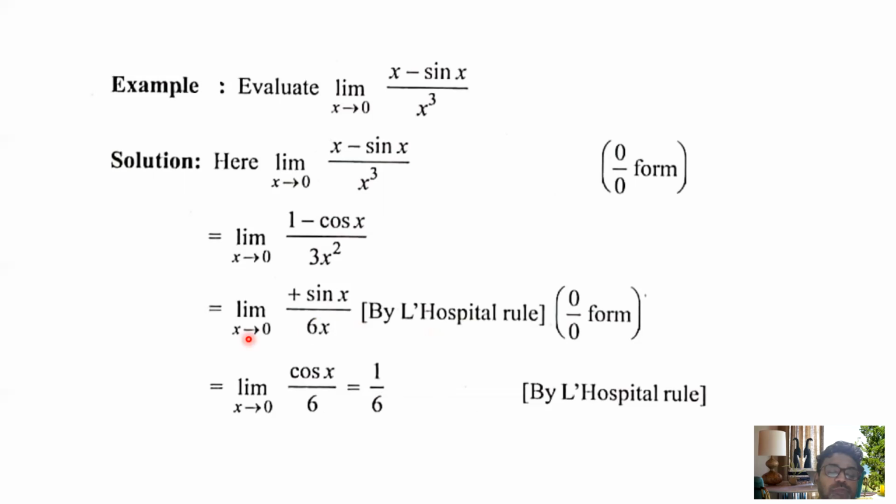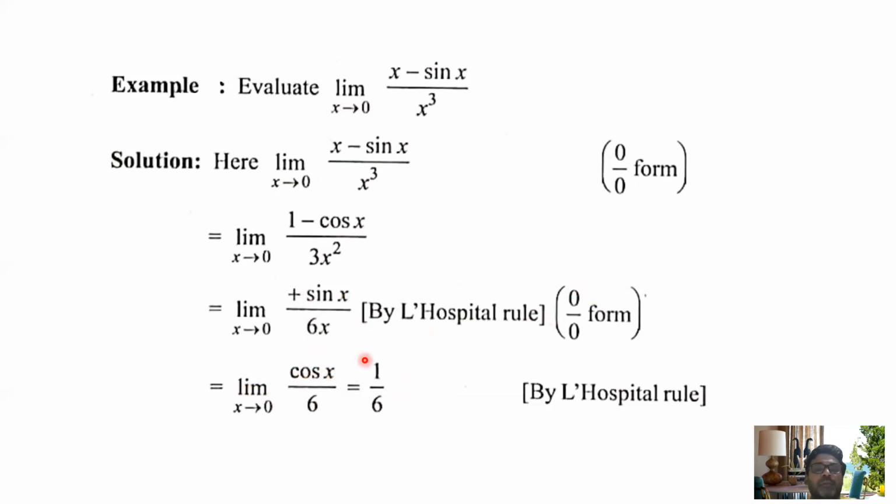Again you can check, when you substitute x equals 0, sin 0 and 0, again 0/0 form. Again we apply L'Hospital's rule to differentiate: the derivative of sin x is cos x and the derivative of 6x is 6. So now using L'Hospital's rule, you find the limit: cos 0 is 1, over 6, that is 1/6 is the answer.